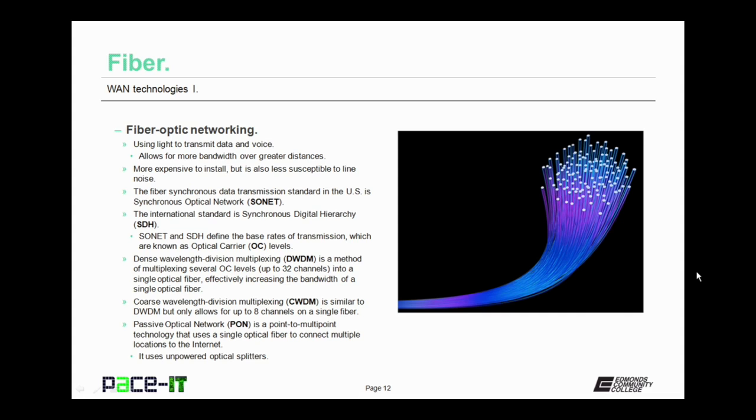When fiber optic is delivered to the premise, it's usually delivered over a passive optical network, or PON. A PON is a point-to-multipoint technology that uses a single optical fiber that's used to connect multiple locations to the internet. The passive optical network uses unpowered optical splitters.